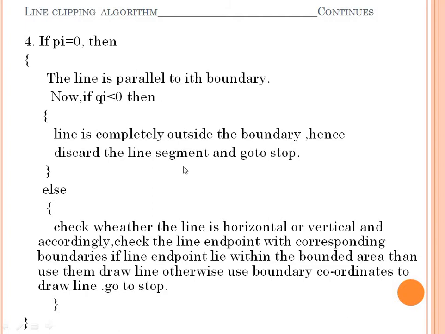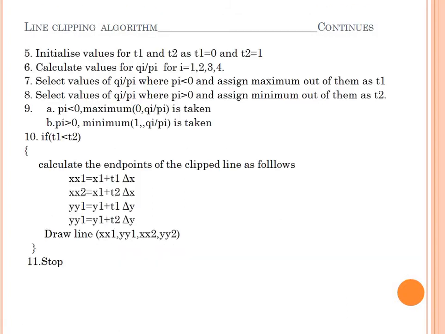Now for every non-zero value of p_k, we have to calculate. If p_i is less than 0, then assign the maximum out of them to t1, and select the values where p_i is greater than 0 and assign the minimum out of them to t2. Here is the condition: if p_i is less than 0, we take 0 and q_i upon p_i; if p_i is greater than 0, the minimum value of 1 and q_i upon p_i is taken.